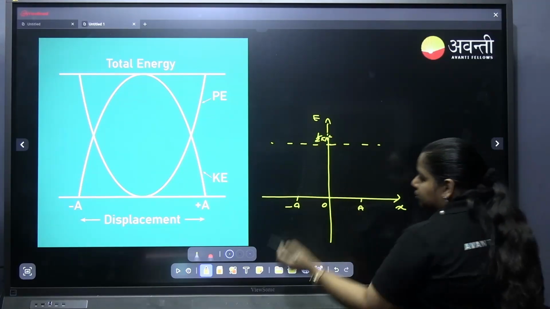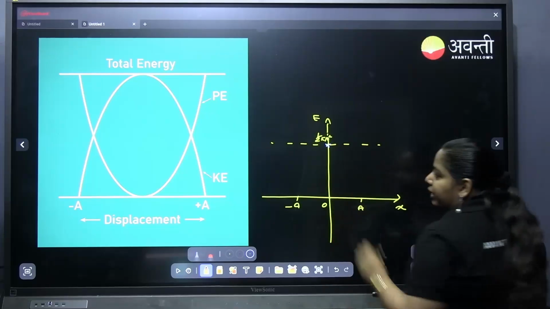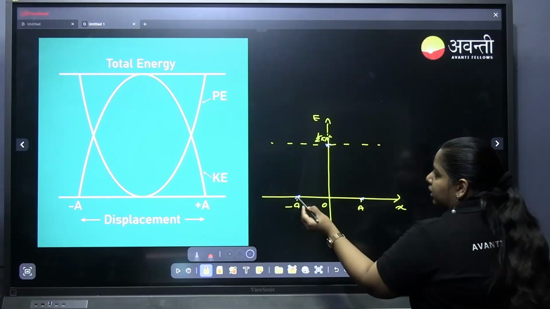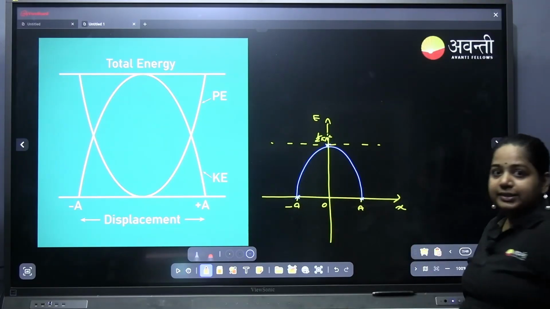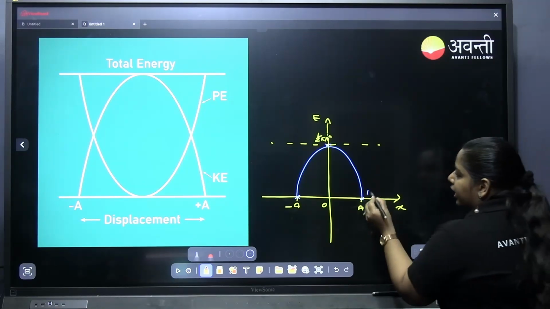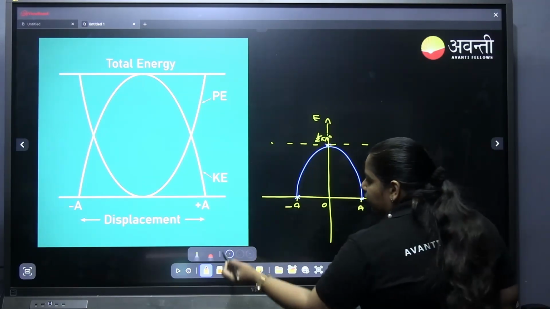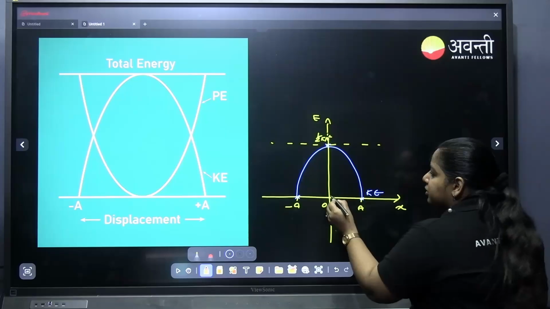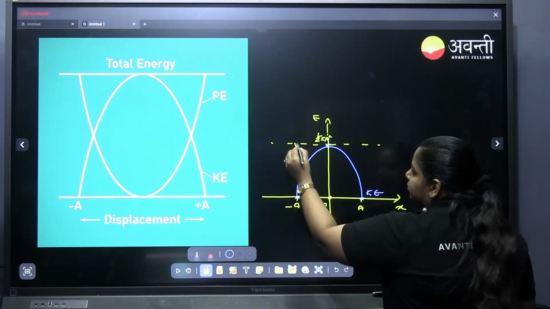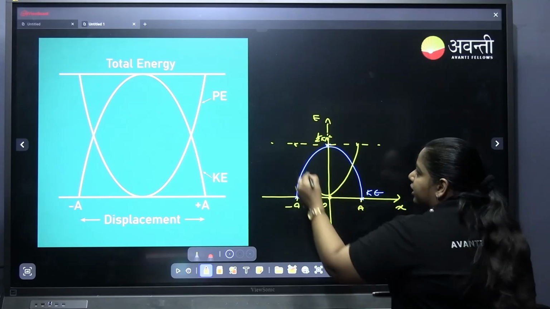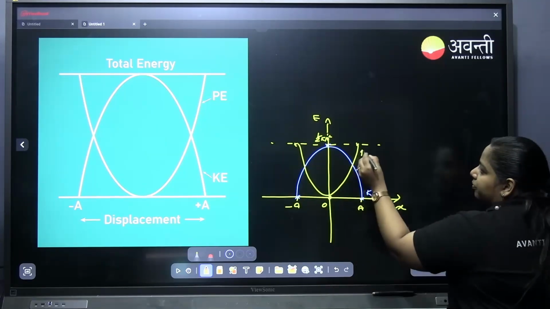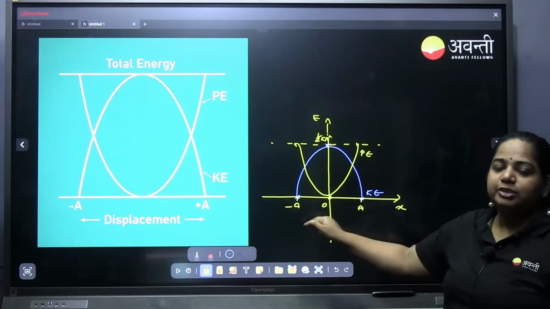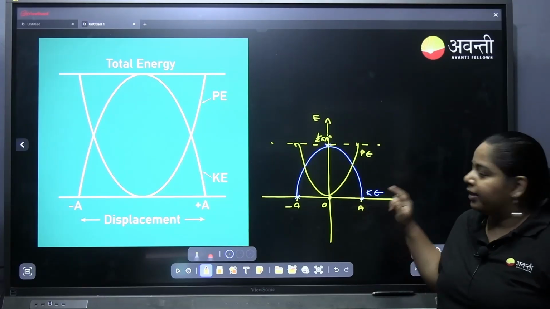Kinetic energy is maximum here. So, at this point kinetic energy is maximum. At extreme points kinetic energy is minimum. So, connecting this you will get this graph. This is the curve of kinetic energy. Now, potential energy is 0 at mean position, maximum at extreme positions. So, connecting this you will get the graph of potential energy. So, this is the potential energy and kinetic energy curve with respect to displacement of SHM.